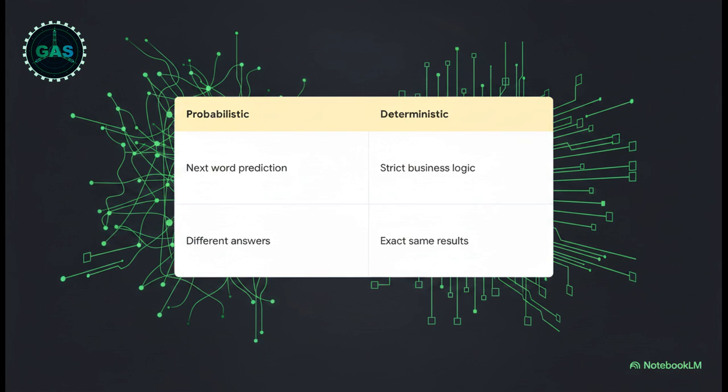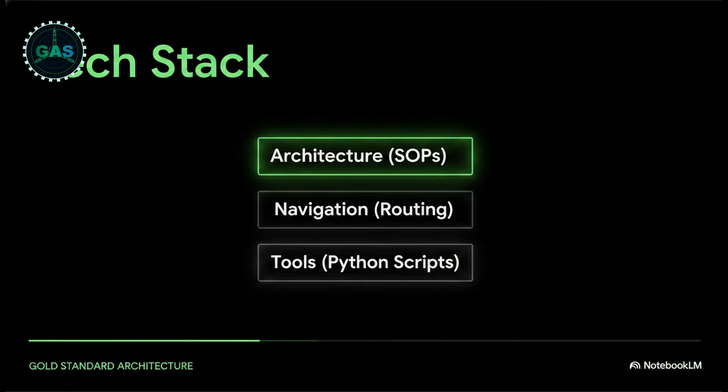But obviously, if you are building an app for clients or managing a strict business database, you can't have that. You need the exact same flawless result every single time. So how do we fix that? We enforce deterministic behavior during the architect phase by separating the system into a strict three-layer architecture.